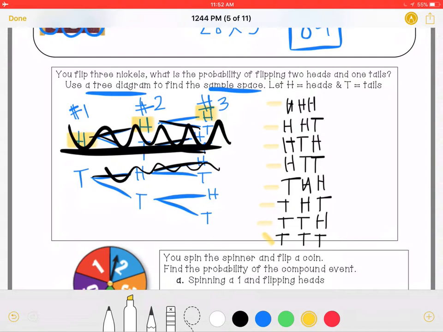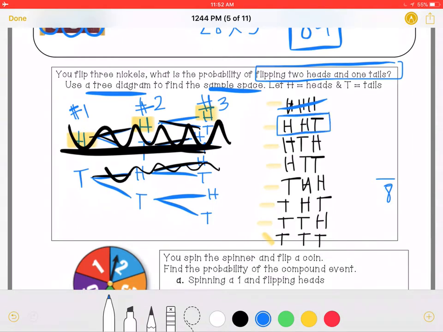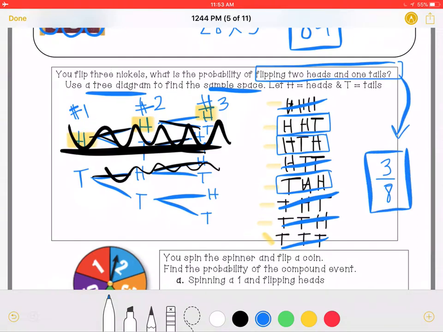Now, out of those 8 total outcomes, I want to know the probability of flipping 2 heads and 1 tails. So take a look at all of your outcomes. Which one has 2 heads, 1 tails? See how these have 2 heads, 1 tails? Nope, that's 2 tails. 2 heads, 1 tails. Nope, nope, nope. So see how only 3 out of the 8? So the probability of flipping 2 heads and 1 tails would be 3 out of 8.